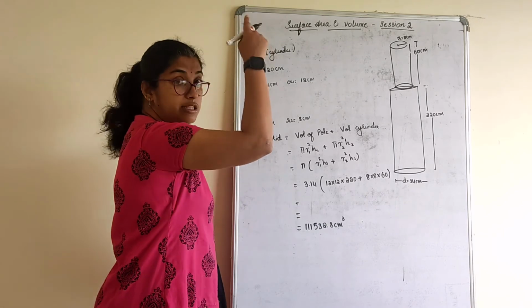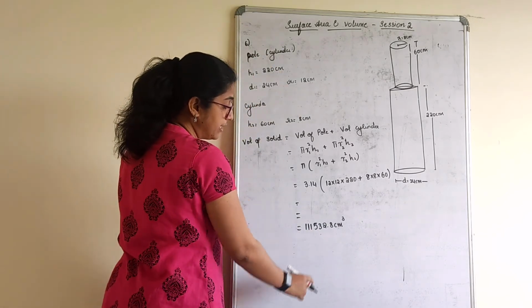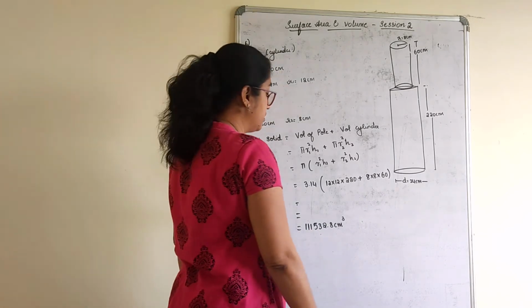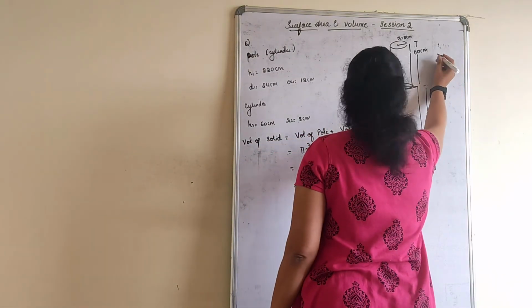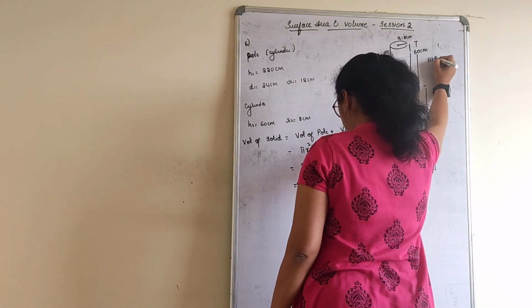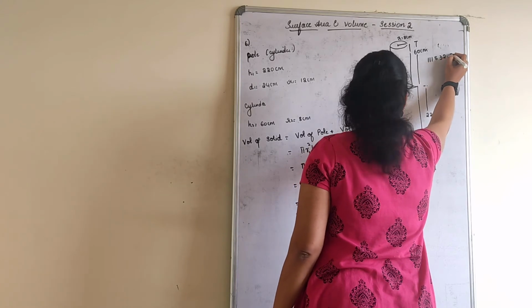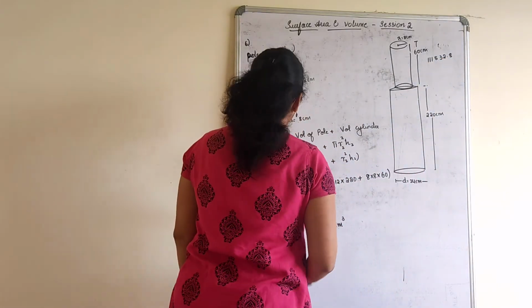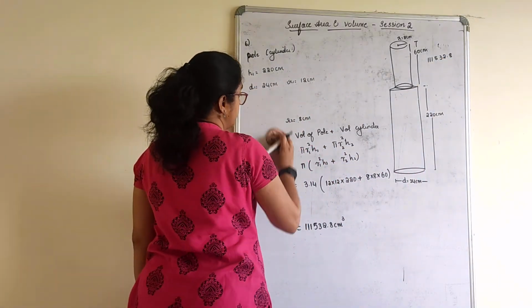Volume of the total solid is 111532.8 centimeter cube. I will just erase this because further sum I have to calculate. 111532.8. Okay. Let us see further what they have asked in the sum.